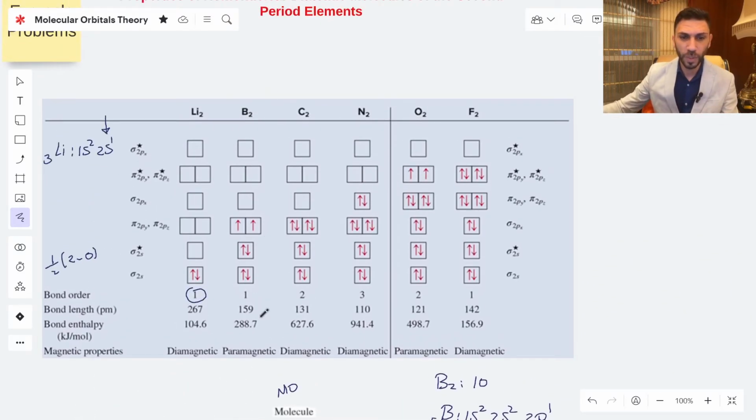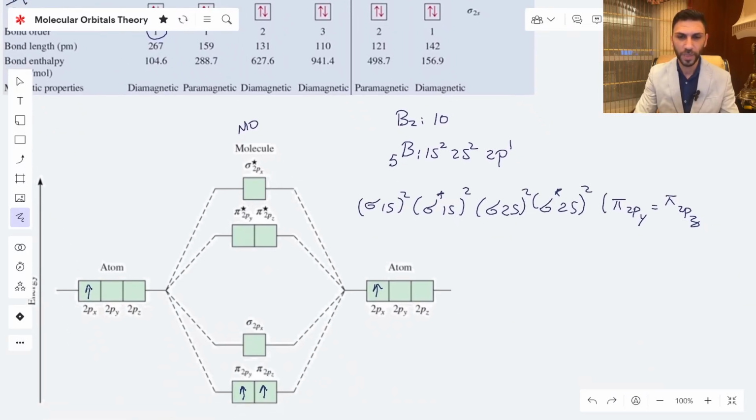For the B2, we have sigma 2s 2, sigma star 2s 2, but this is for 2s. We ignore the 1s because it's the inner. And then we have the pi 2py, 1 electron, and pi 2pz, 1 electron. All right.